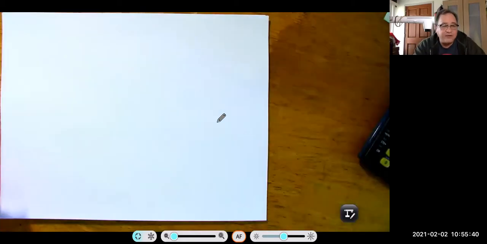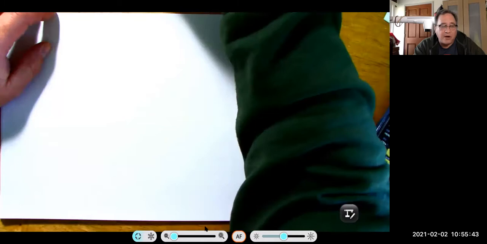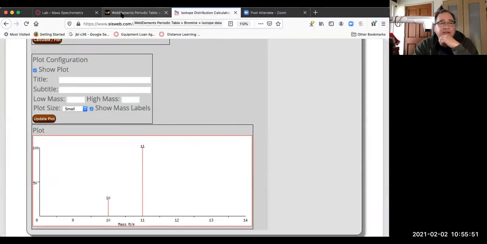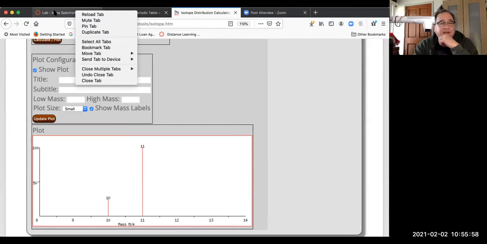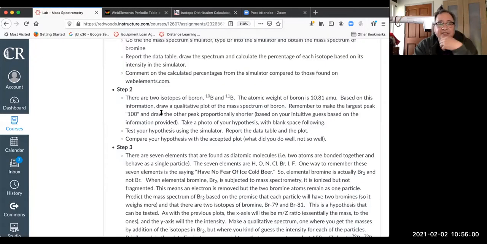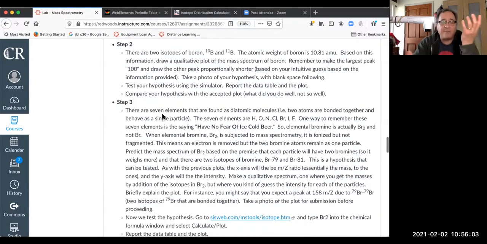Now, I could have you do the same thing again for boron, but I didn't do that. I'm going to go back to the lab, and I'm going to go to the lab write-up itself here. Okay, so we just did step 2. Compare your hypothesis with the accepted result. What did you do well and not so well? You're also supposed to report the data table and the plot.